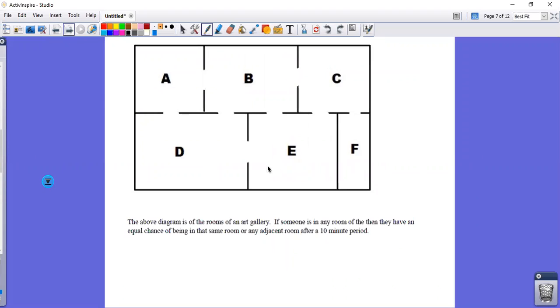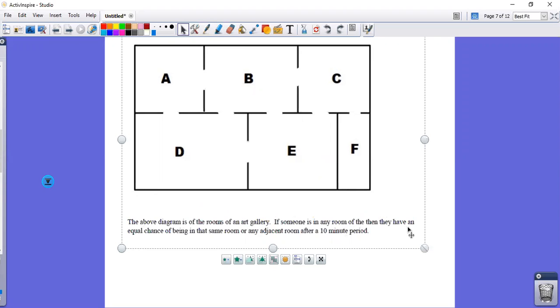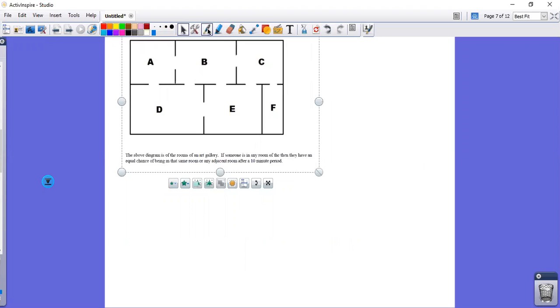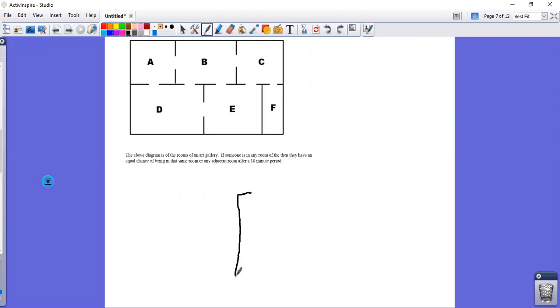All right, mazes. So this maze has no exit. There are 6 rooms of this gallery. If someone is in a room, they have an equal chance of being in the same room or an adjacent room after a 10-minute period. I'm actually going to shrink this down a little bit to give you room. So they can stay in the room they're at. So this would be a 6 by 6.